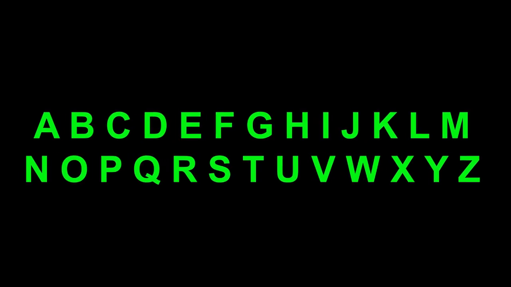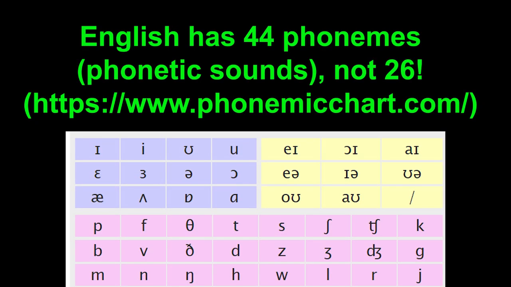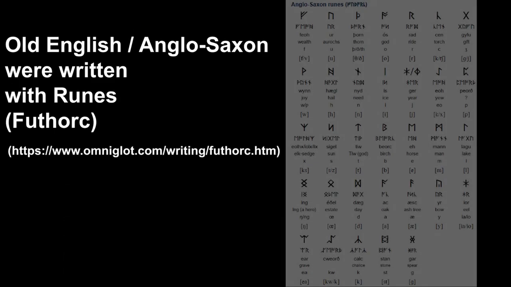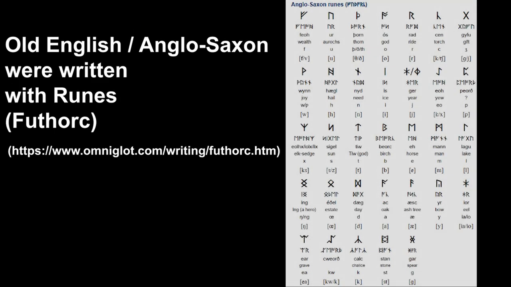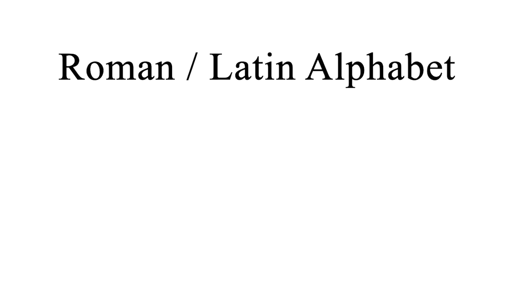Alright, so this is the alphabet that we use today in English. It is not perfect for us since our language has more sounds than 26, but that's more likely because it was not meant for English. Back in Old English or Anglo-Saxon, the language used different symbols for words called runes, but that's a topic for another video. The alphabet that we're using now is actually the Roman or Latin alphabet.